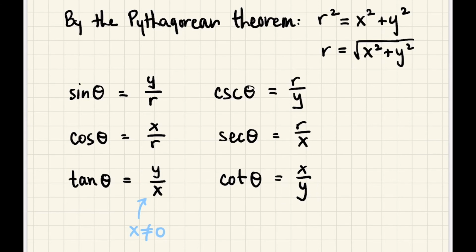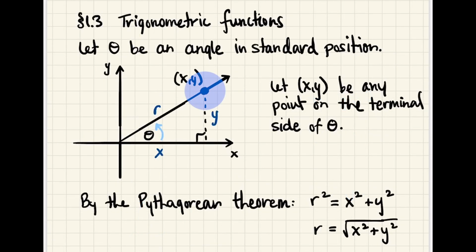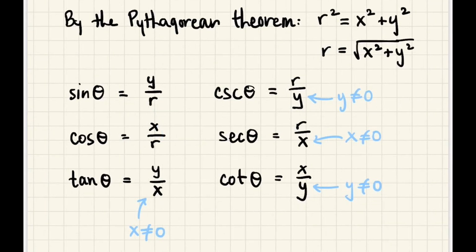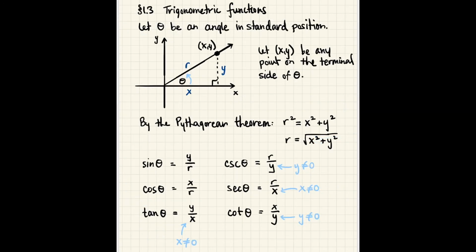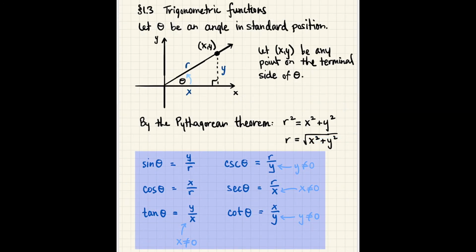Now, these ones also come with stipulations. For instance, y can't be 0 here, x can't be 0 there, y can't be 0 there. So, in other words, the denominator can never be 0. And we don't need to state that for r, because we can always assume that we're choosing the point on the terminal side. So r will never be 0. Also, r can always be determined in terms of x and y, using this formula here. Okay, so those are the definitions of the trigonometric functions.